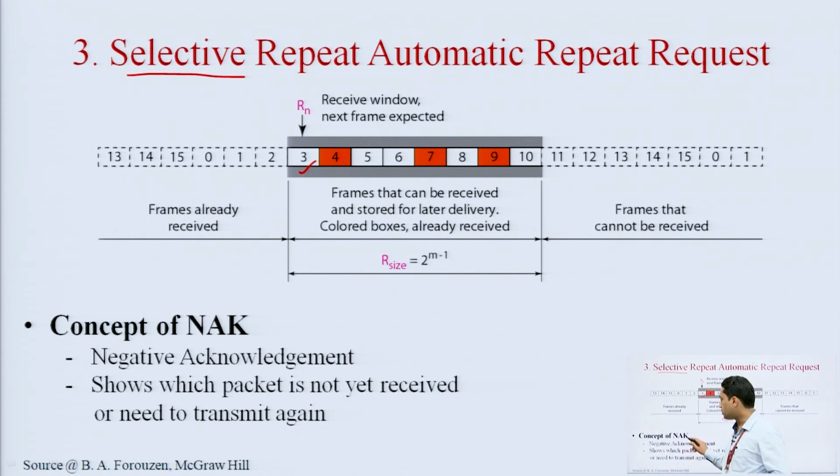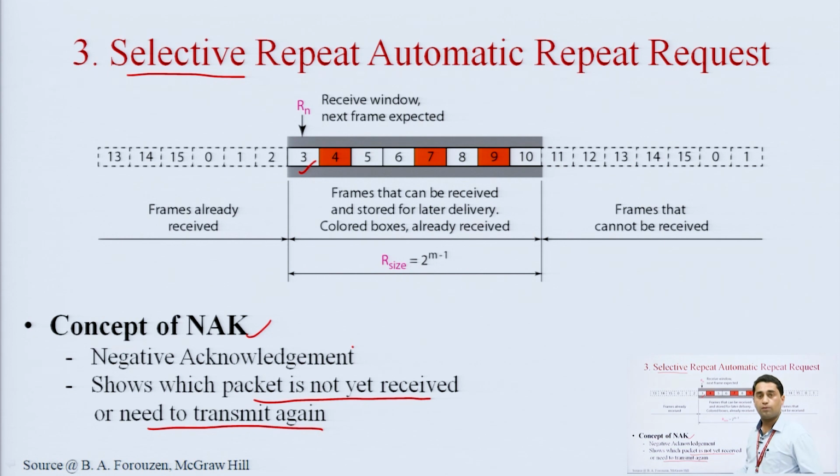So, this is what I have explained about the negative acknowledgement. Negative acknowledgement shows the packet is not yet received or needs to be transmitted again, needs to be retransmitted. Some of the times I have used the terminology packet, but basically we are talking about the frames at the data link layer. So, just ignore this part.